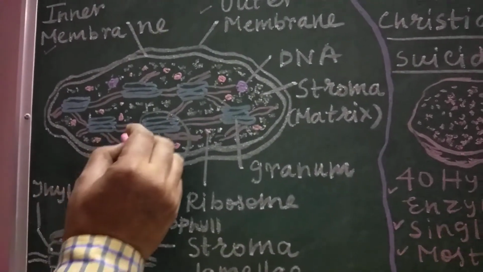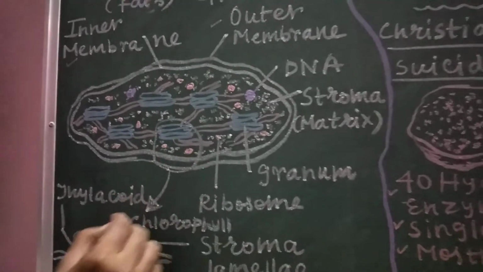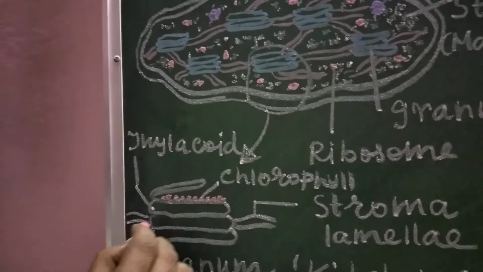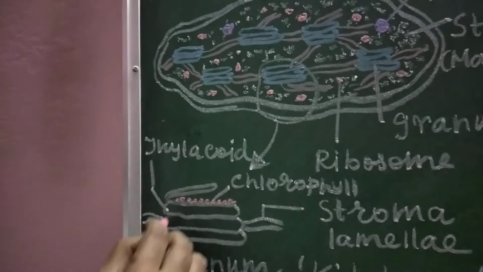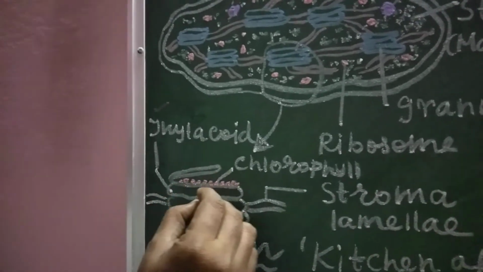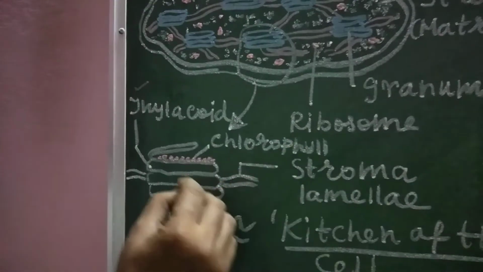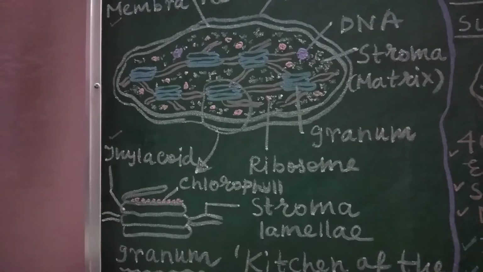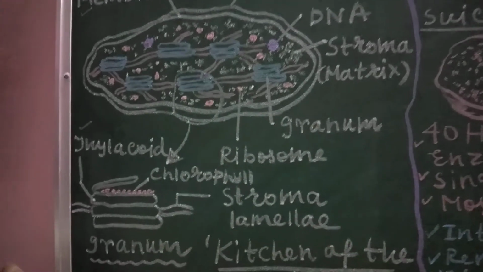If we take out one of the grana, that is a granum, it looks like this. Each stack of these structures is known as a thylakoid. Inside the thylakoid, you can see that chlorophyll granules are present. And these are the stroma lamellae, by which the grana are connected with each other. In this way, chloroplast is formed.